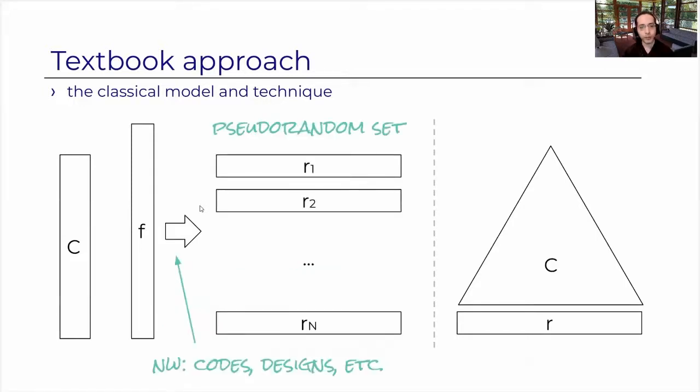Then you apply a sequence of transformations to this truth table F. This is what you may recall as the Nisan-Wigderson and the relatives of Nisan-Wigderson. You apply codes, you apply designs, and basically you transform F into a pseudo-random set of strings, R1 up to R capital N. Capital N hopefully is not too large, maybe it's polynomial in the size of C. So this pseudo-random set is what we will use as a PRG for C.